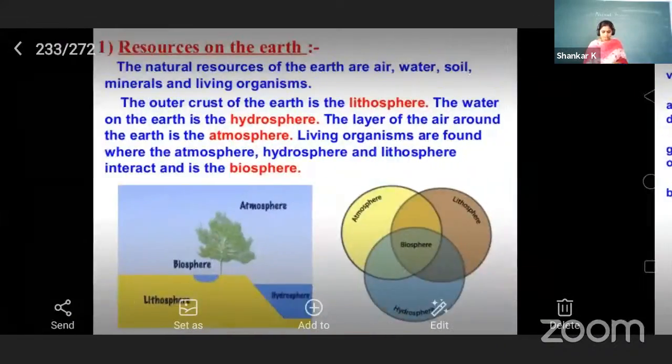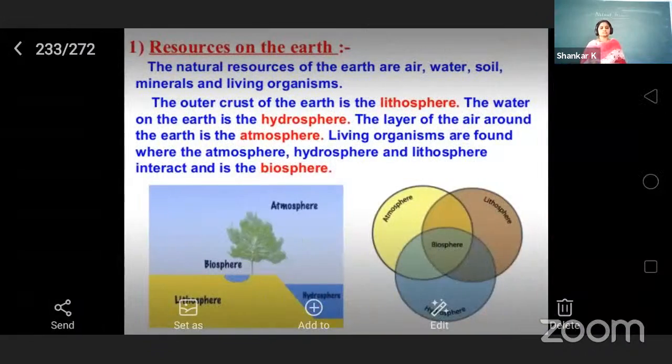Okay. So first, once again I'll repeat what the resources are. We get air, water, soil. These are the main resources of the earth. What we study about land we call the lithosphere. The water on the earth is the hydrosphere. The layer of air around the earth we call the atmosphere. So here we also have the biosphere.